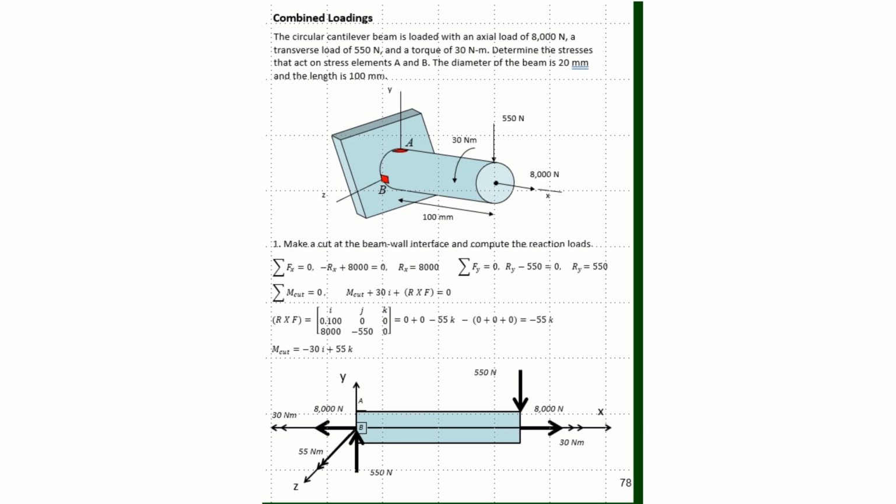So we've looked at this example several times now, where we have a cantilever beam with an axial load, a transverse load, and a torque. And then we are asked to compute the stresses that act back at the wall on the top of the cantilever beam at an element A and at the side element B.